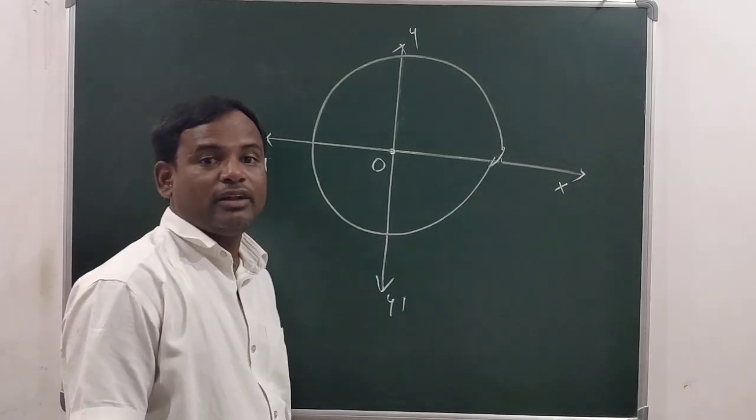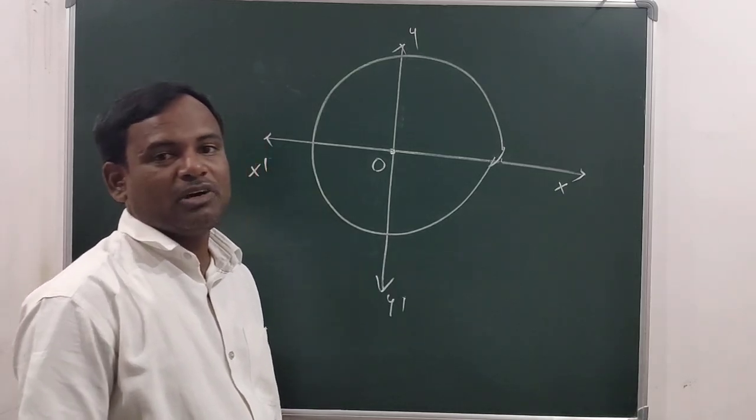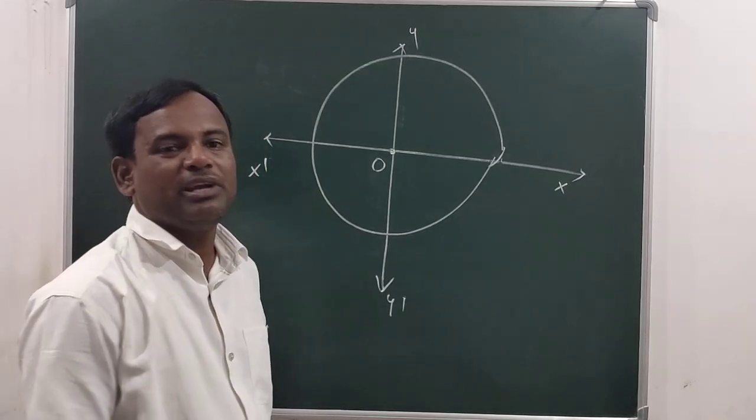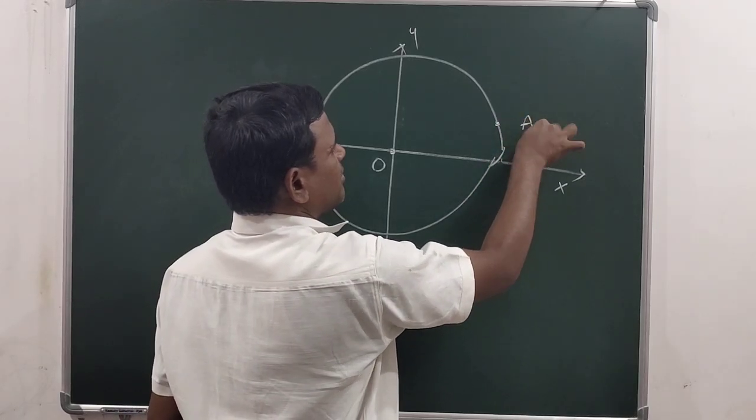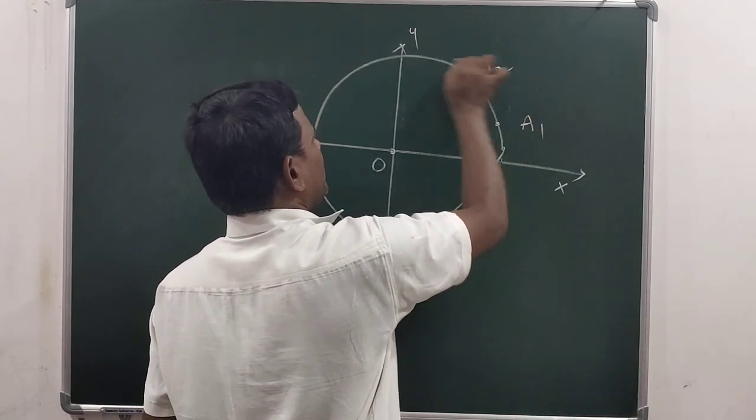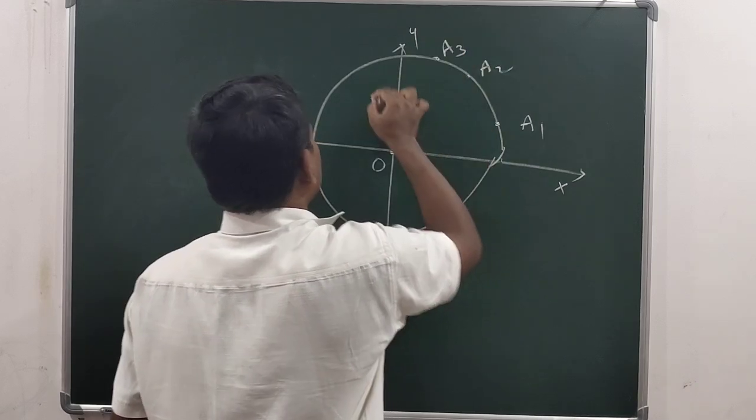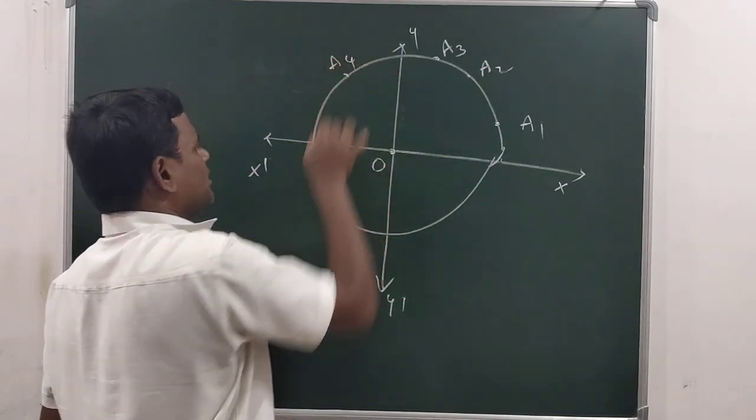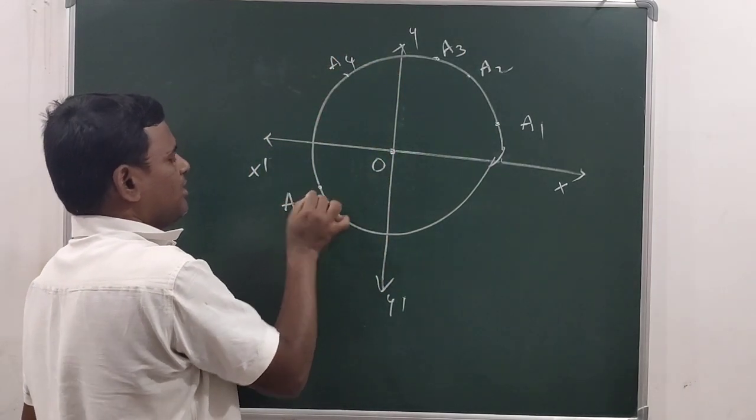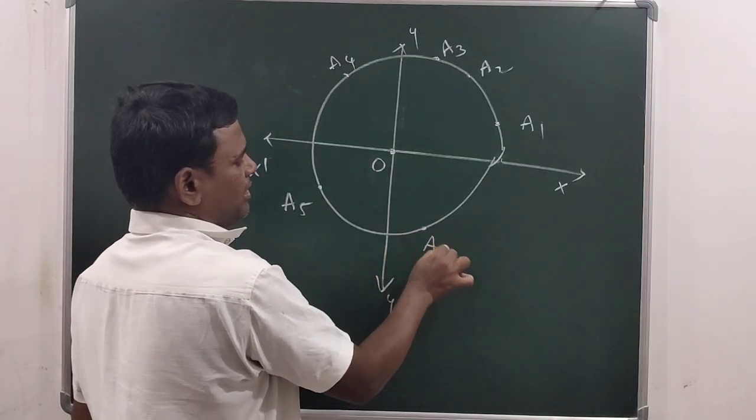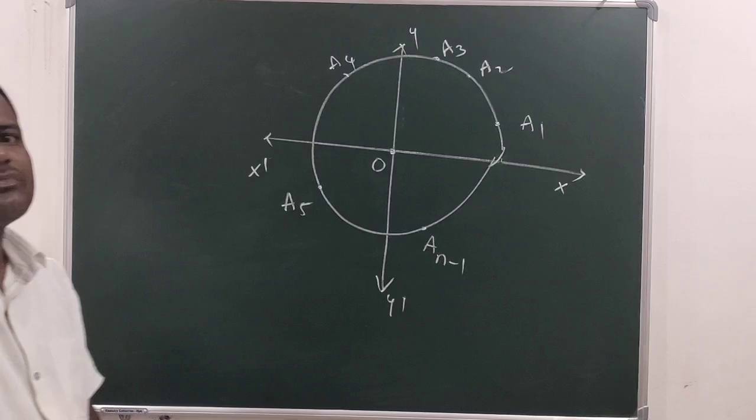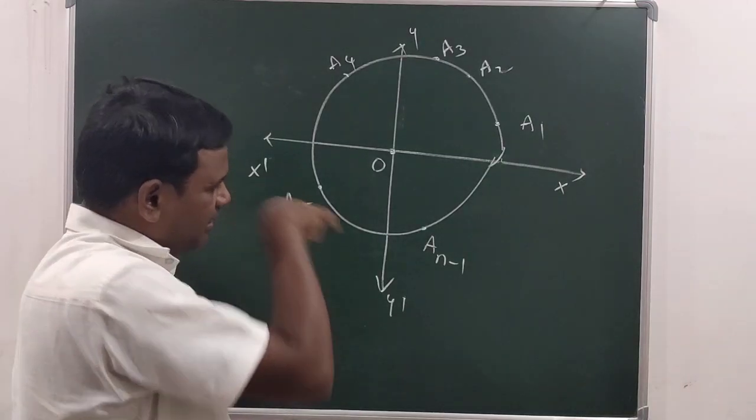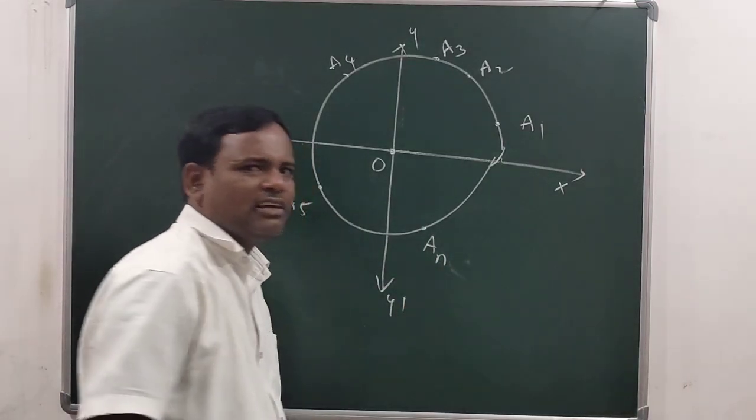Now you have n roots. Let us name those n roots as a1, a2, a3. Here you may get a1, here you may get a2, here you may get a3, and so on, a4, a5 and so on, up to a n minus 1. Okay students, so you will get n roots.